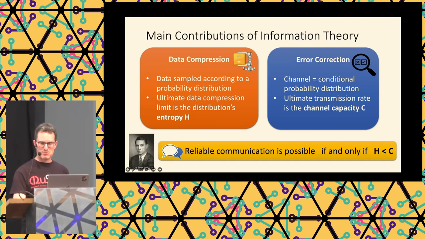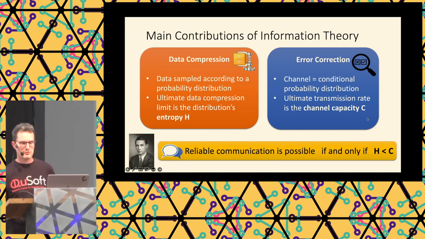In error correction, you can model a channel with a conditional probability distribution. You can attach a number to it, the channel capacity. And finally, you can reliably communicate if and only if the entropy of the stuff you want to send is strictly smaller than the capacity of the channel that you want to send the information over.